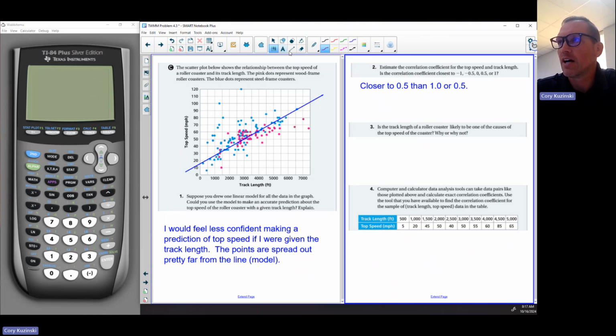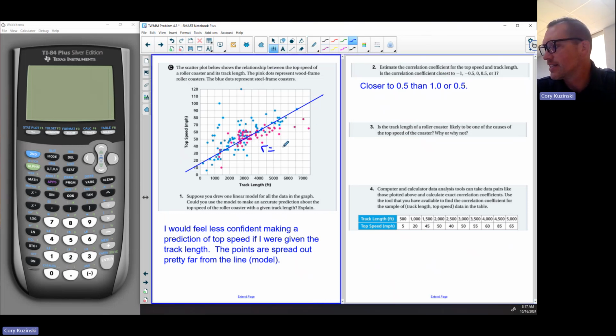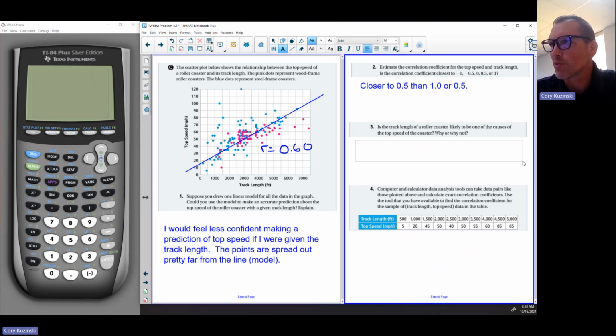And in fact, the book tells me that the correlation coefficient of this data is 0.60. Again, 0.60, closer to 0.5 than it is to 1.0. Okay, so there's something there, but not a lot. And that's what tells me and leads me to this answer for number 3.